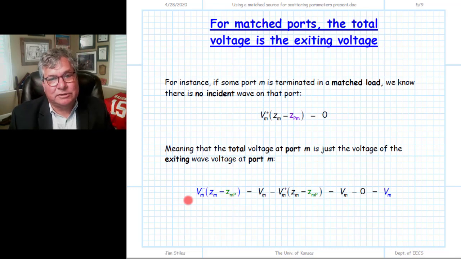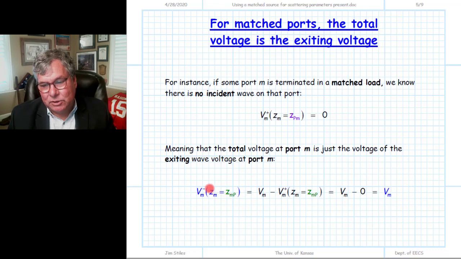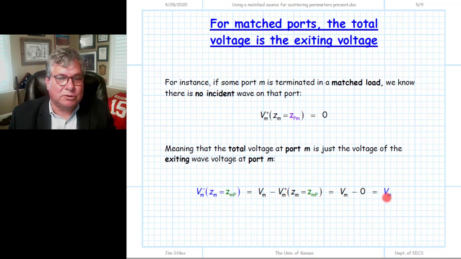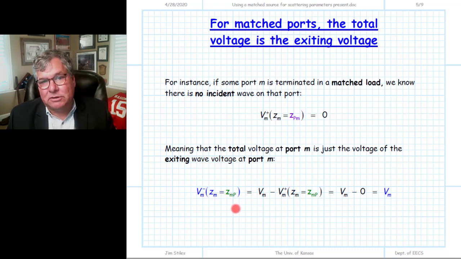Again, the plus wave voltage is 0, so the two are equivalent. So finding the total voltage at some port that's terminated in a matched load is, in fact, exactly the same as determining the scattered wave, which is what we're trying to find to determine our scattering parameters.